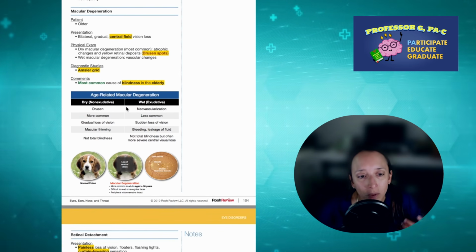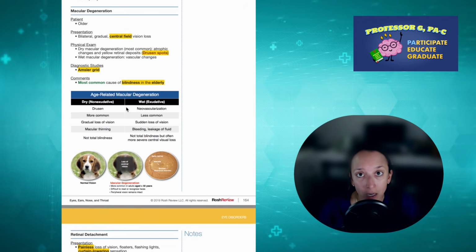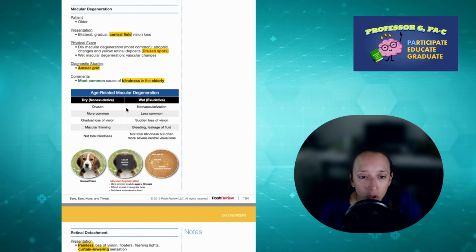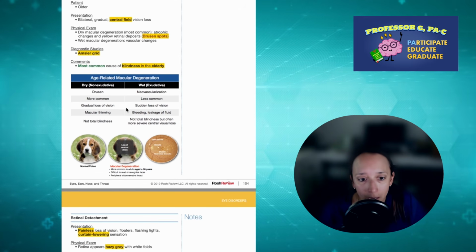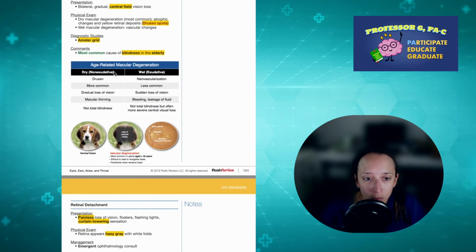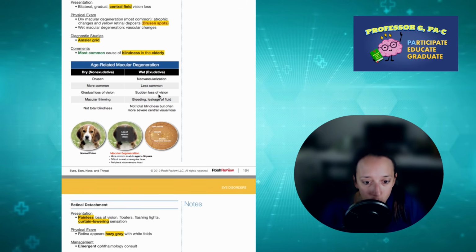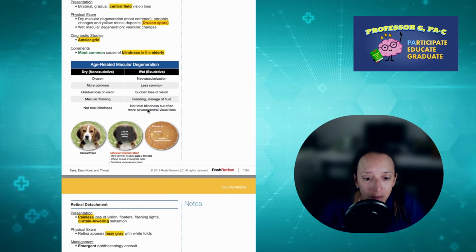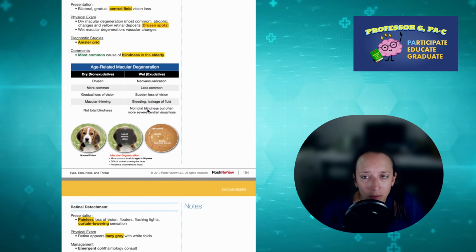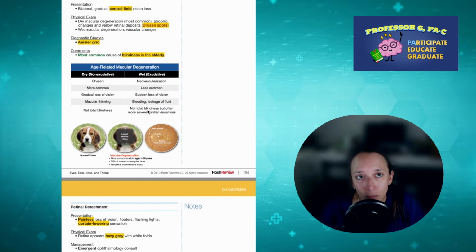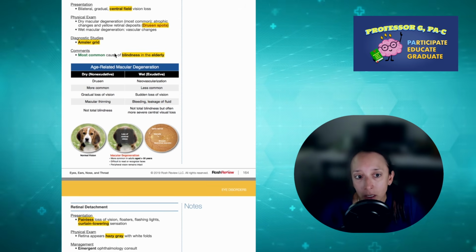Diagnostic studies, well, we want to use an Amsler grid to help a patient monitor the progression. And it's one of the most common causes of blindness in the elderly. Here are some differences between the dry and the wet. Wet is definitely worse off than the dry. And we treat with lots of antioxidants and things like that, protecting the eye with protective sunwear and just monitoring the progress.